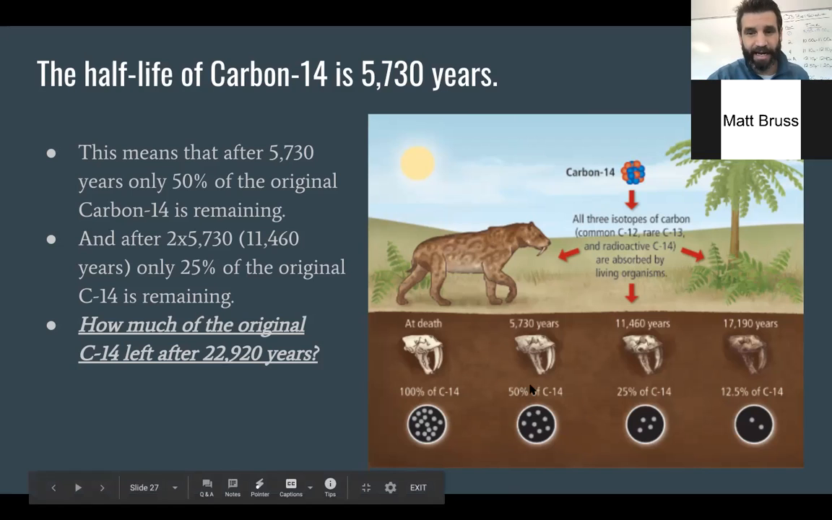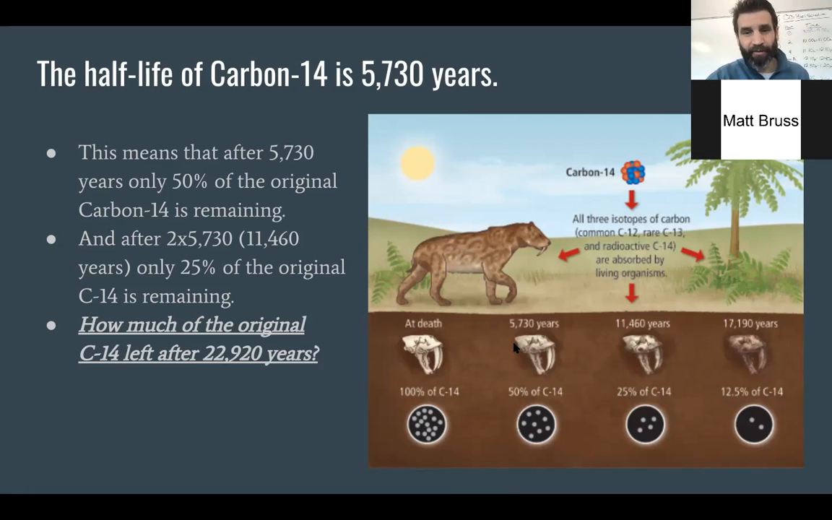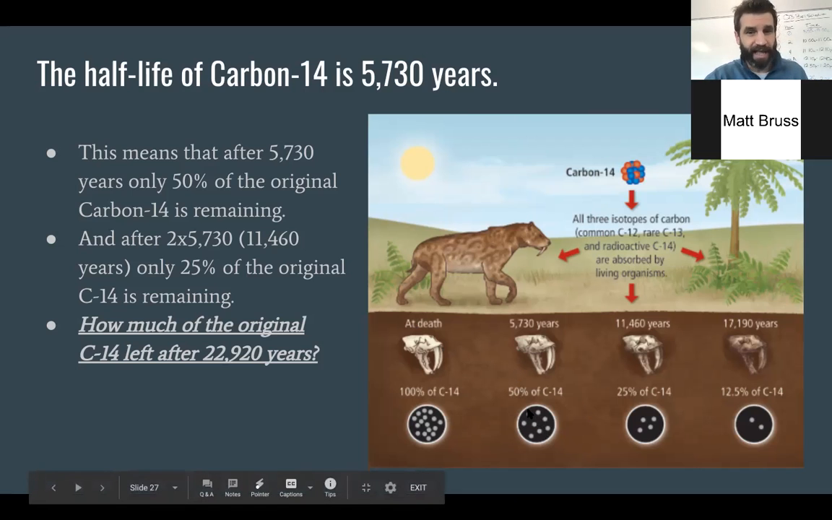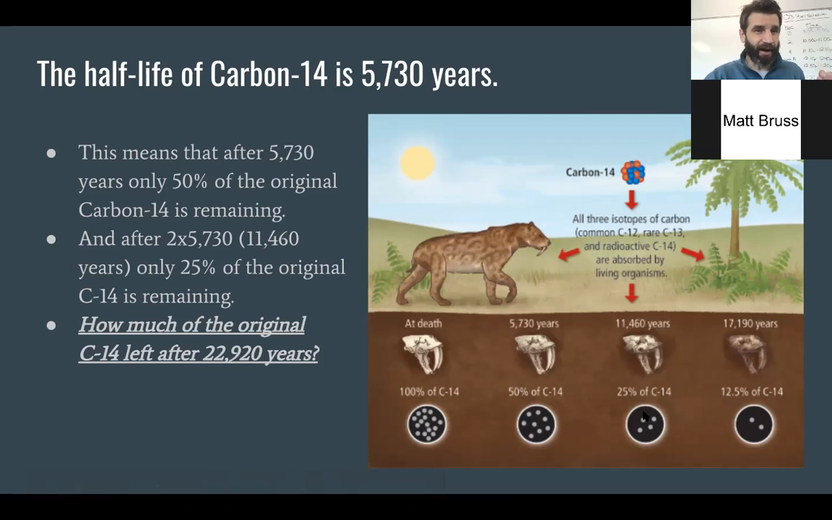And that's shown right here, where every 5,730 years, we lose half of the carbon-14 that was there. So it goes from 100 to 50. And then another 5,730 years later, we go from 50% of the original amount of carbon-14 down to 25%. And there are really specialized instruments that can measure this amount of carbon-14 and compare it to the amount of carbon-12.